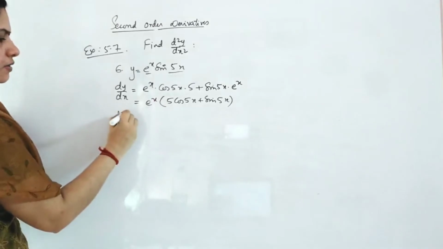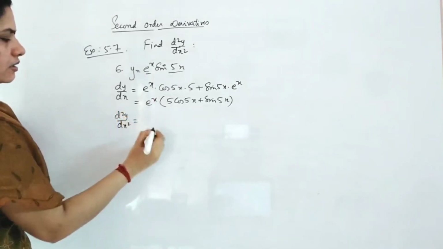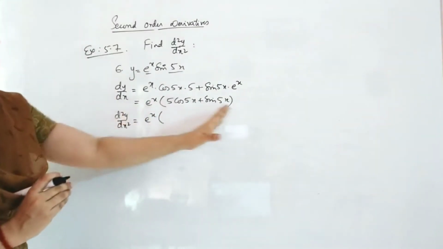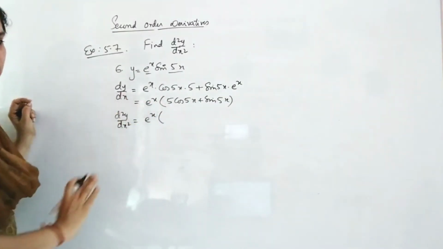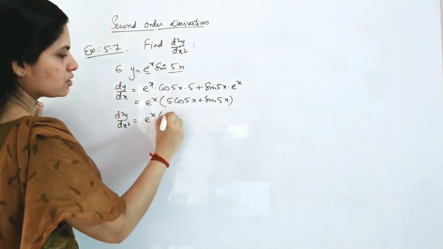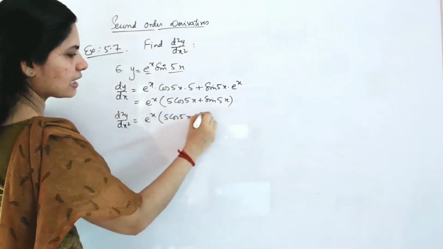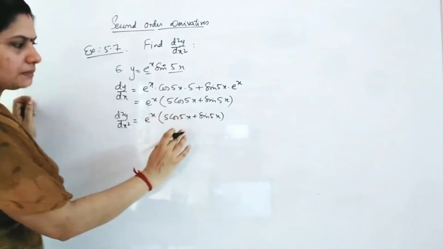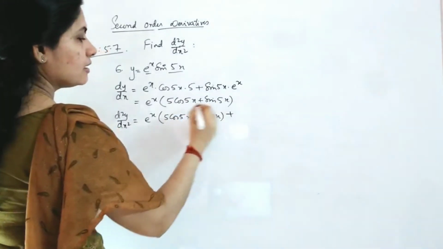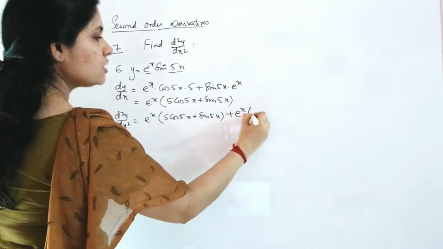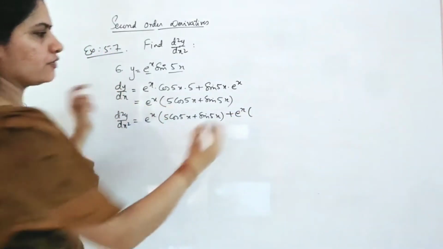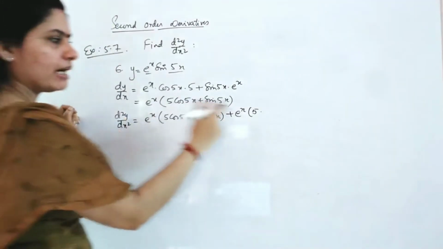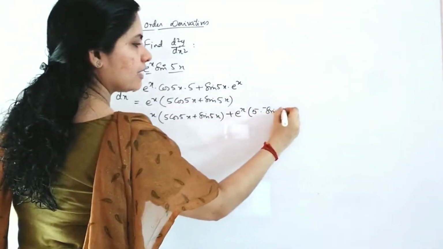So again differentiating, you will have d square y by dx square is equal to first function's derivative, which will have no change because e raised to x derivative is e raised to x. So e raised to x into 5 cos 5x plus sine 5x. Derivative of first into second plus first function into derivative of second will give you what? 5 is already there, constant. Derivative of cos x is minus sine x. So you get minus sine 5x.